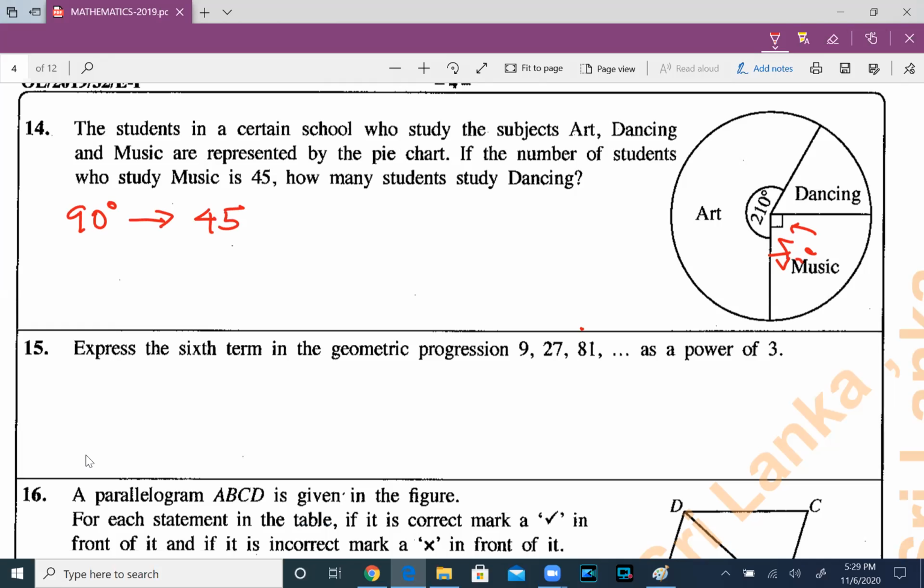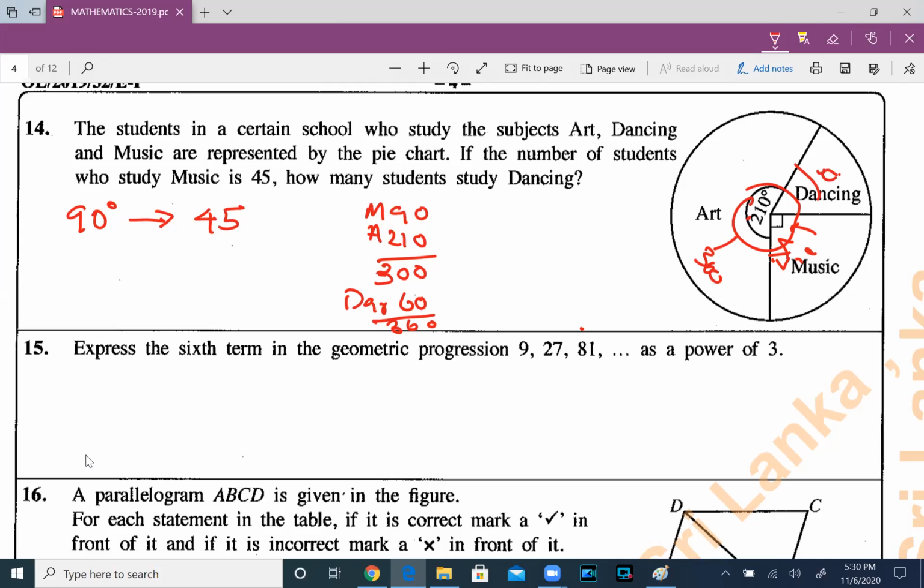So for that, first of all, you need to know the angle of dancing. Music is 90 degrees, and art is 210 degrees. So altogether it is 300 degrees, which means dancing is 60 degrees. That is what will give you 360 degrees. We know that the whole angle is going to be 360. So if it is 90 and 210, this is 300, so this should be 60 degrees.